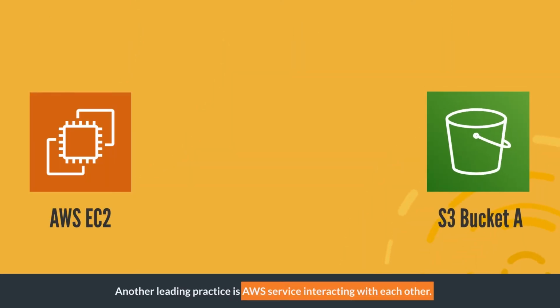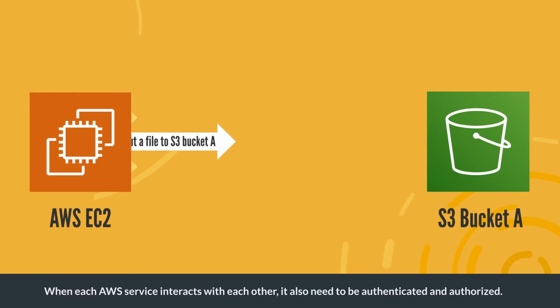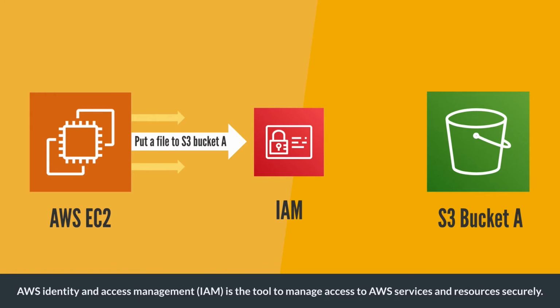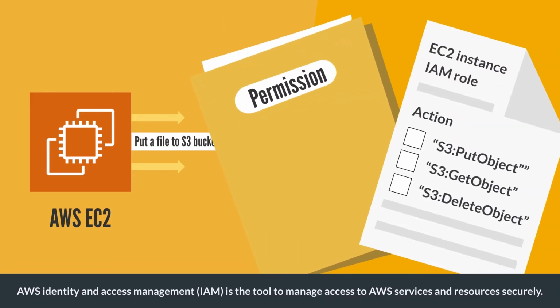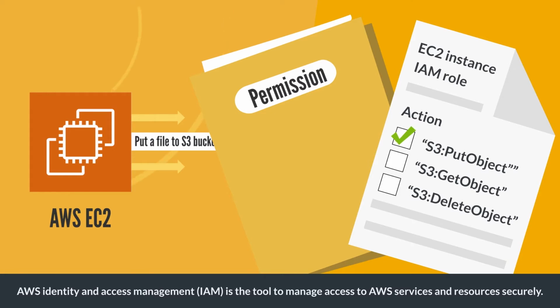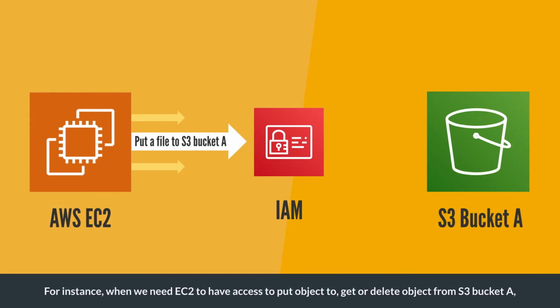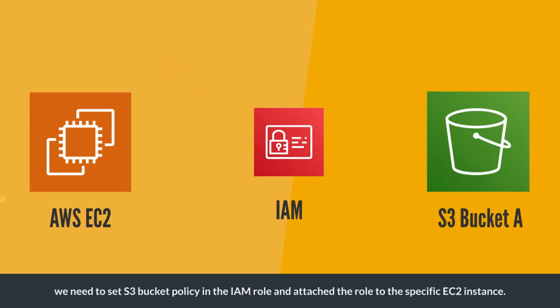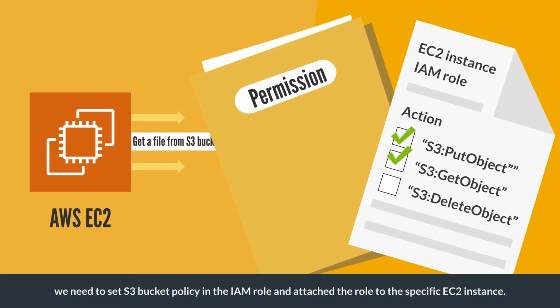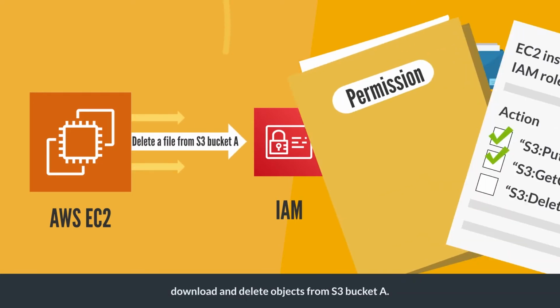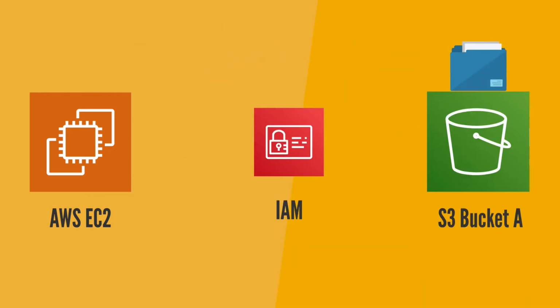AWS service interacting with each other. When each AWS service interacts with each other, it also need to be authenticated and authorized. AWS Identity and Access Management (IAM) is the tool to manage access to AWS services and resources securely. For instance, when we need EC2 to have access to put object to, get or delete object from S3 bucket A, we need to set S3 bucket policy in the IAM role and attach the role to the specific EC2 instance. IAM check the role policy of the EC2 instance which is having S3 put get delete object permission so that it can upload objects to, download and delete objects from S3 bucket A.